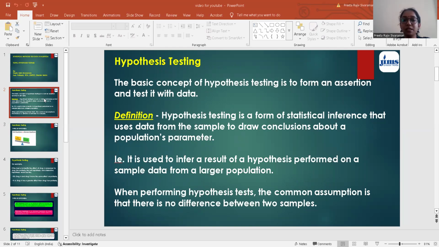So the basic concept of hypothesis testing is to form an assertion and test it with the data set. And if we go for a formal definition, it is a form of statistical inference that uses data from the samples drawn to derive a conclusion about a population's parameter. That parameter could be the mean, the standard deviation or the variance. That is, it is used to infer a result of a hypothesis performed on sample data from a larger population. And when performing a hypothesis test, the common assumption is that there is no difference between the samples taken.